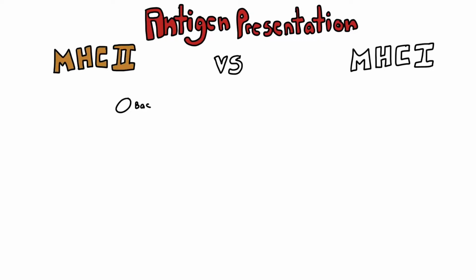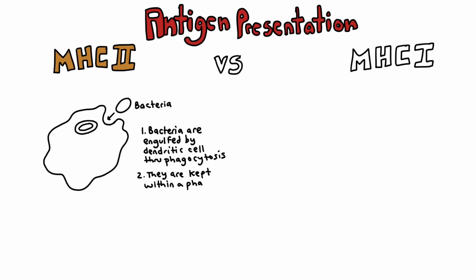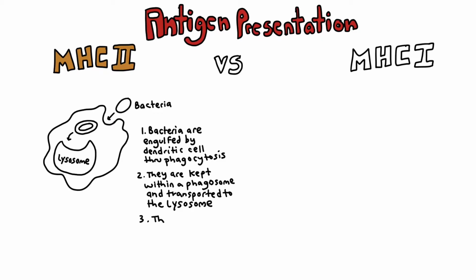So first, with an MHC2 molecule, a bacteria is presented to usually a dendritic cell. That dendritic cell will take it in through phagocytosis. When it takes it in through phagocytosis, it will take a bit of the membrane with it and create a phagosome. That's what will then transport that bacteria to the lysosome, where the important processes of creating epitopes will occur.